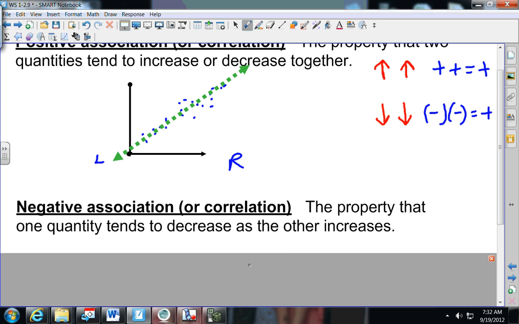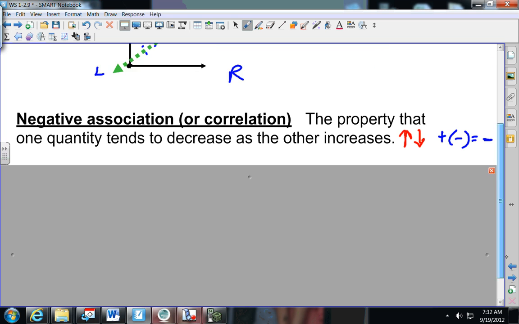As I go down, the next thing you have is a negative association. Well, let me go with the idea. It says the property that one quantity tends to decrease and the other increases, meaning one goes up and one goes down, increasing and decreasing. Well, if I multiplied, what's a positive times a negative? Negative. It's kind of the same idea.